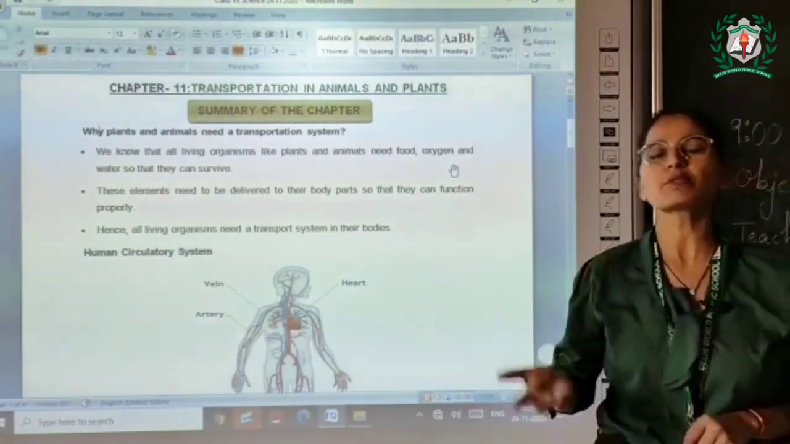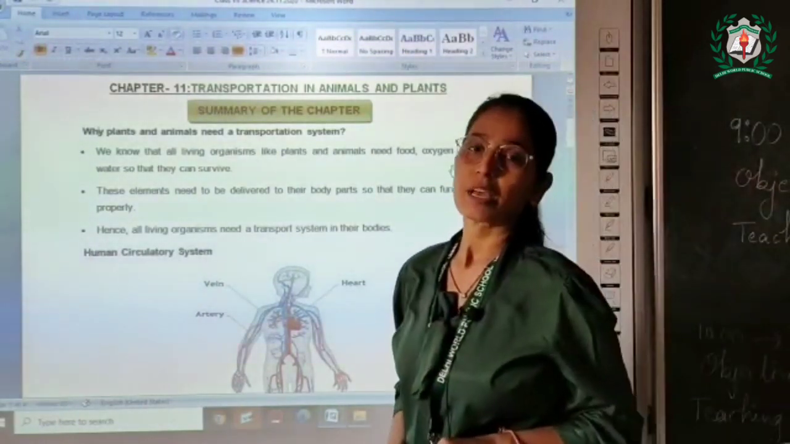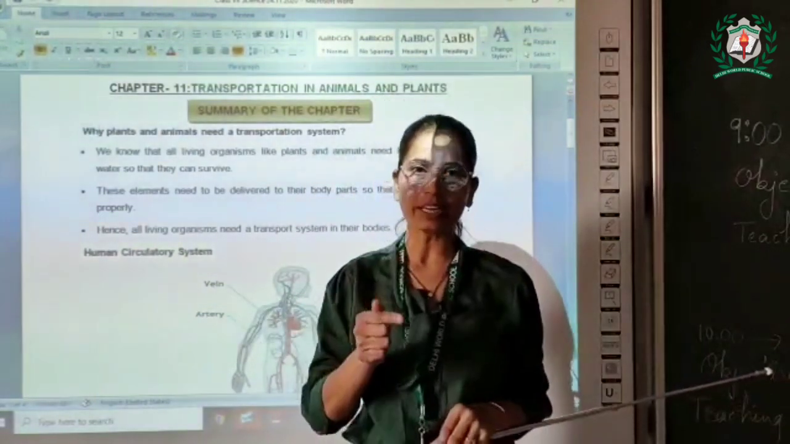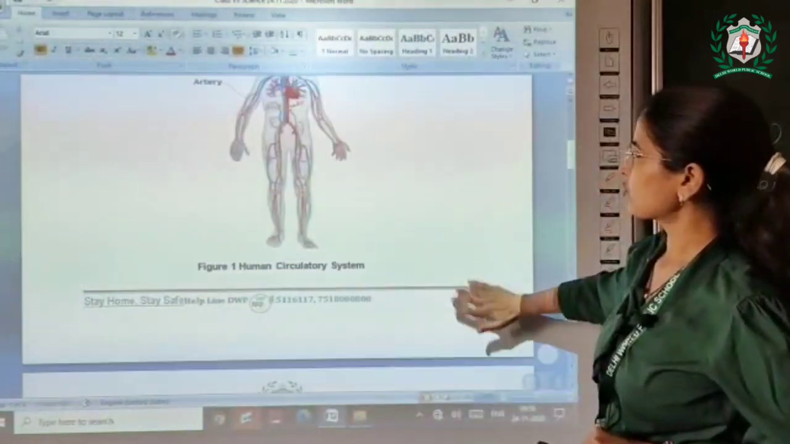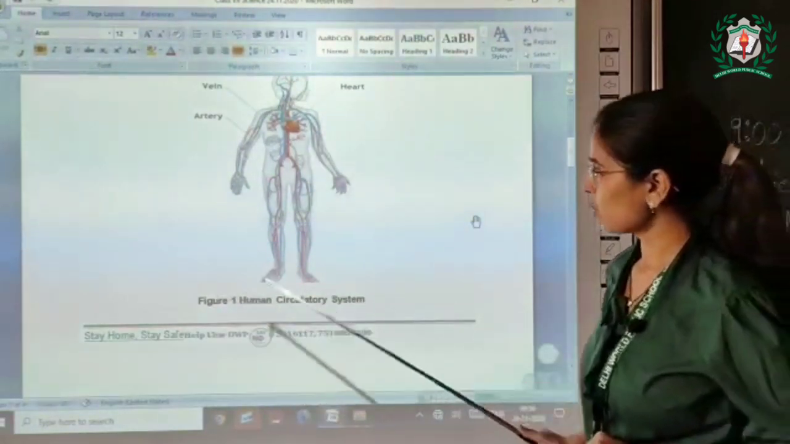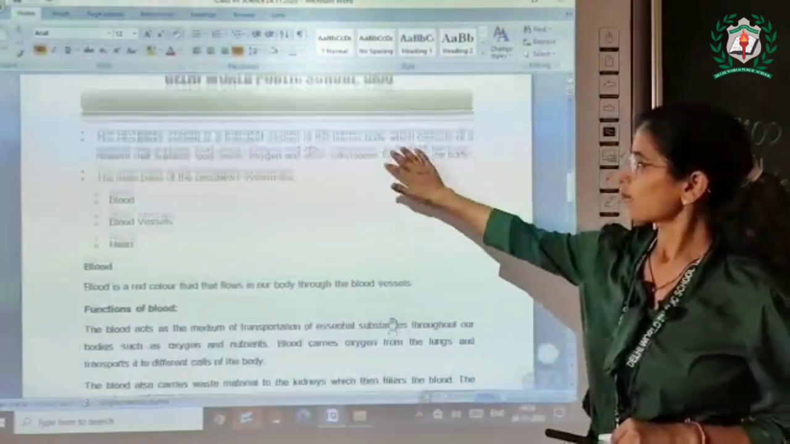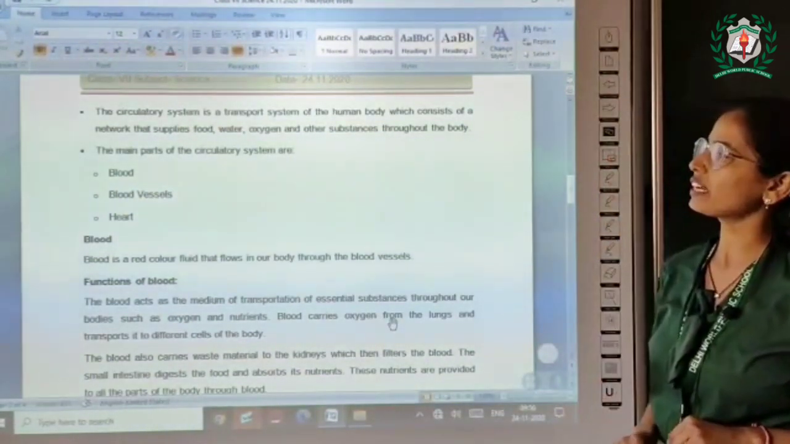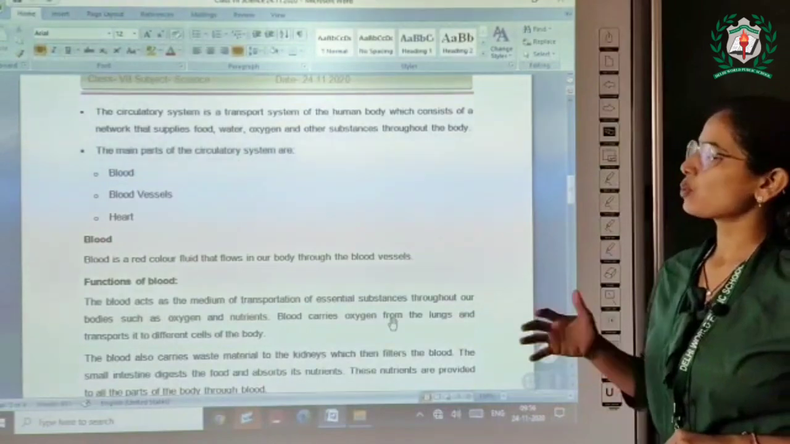So, we have different types of transport system. Circulatory system is one of them. So, what is circulatory system? Circulatory system is that system through which our body can circulate the blood in the entire body. Okay. So, this is the picture of circulatory system. Circulatory system is made of these parts like heart, veins, arteries and blood. The circulatory system is a transport system of the human body which consists of a network that supplies food, water, oxygen and other substances throughout the body.